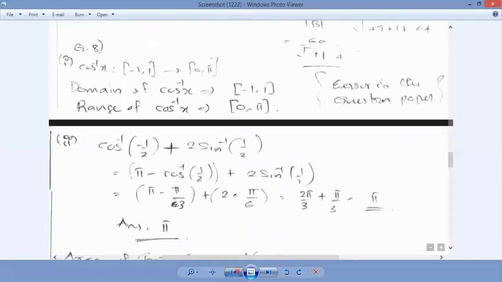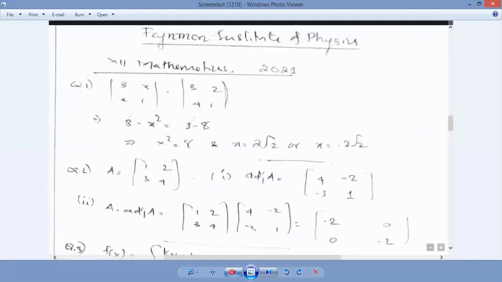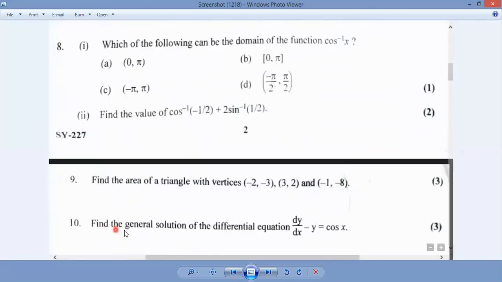Now the last question of part A, which was to find the general solution of this differential equation. I think this question was out of your focus area. Still, I will explain this answer. This is a simple question. This equation is a first order linear ordinary differential equation.